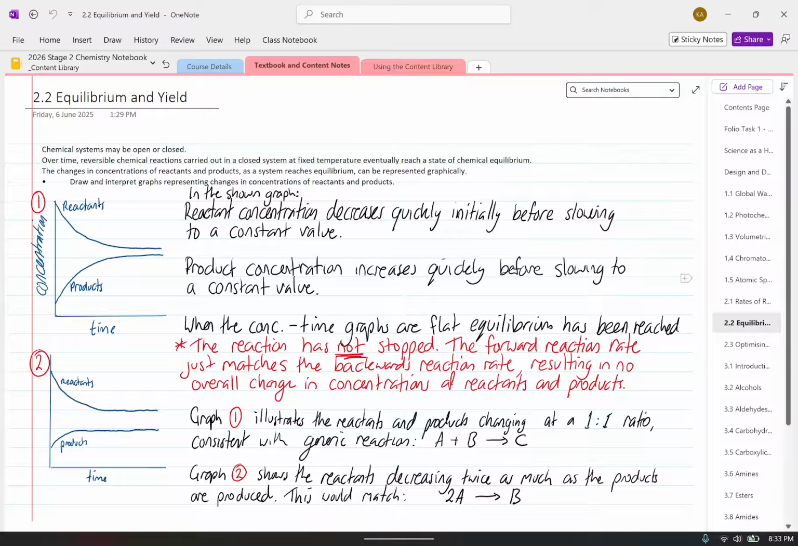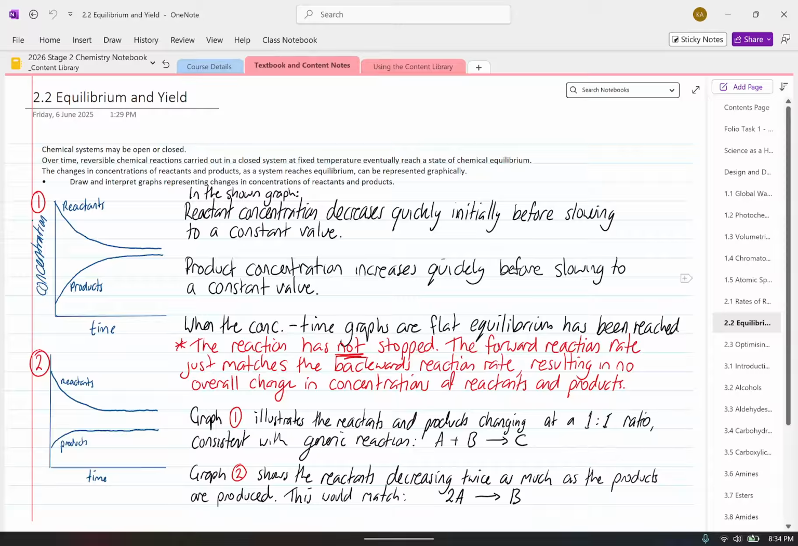Now, just to be really clear, I mentioned in rates of reaction, this point just here, the reaction at equilibrium has not actually stopped. The reaction is still happening, both forwards and backwards, but both those reactions are happening at the exact same rate, so that we have no overall change in our concentration of our reactants and our products.